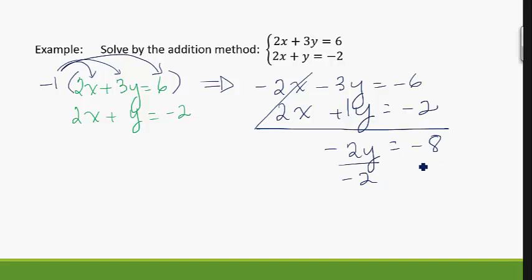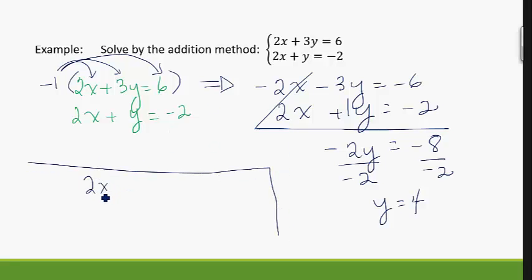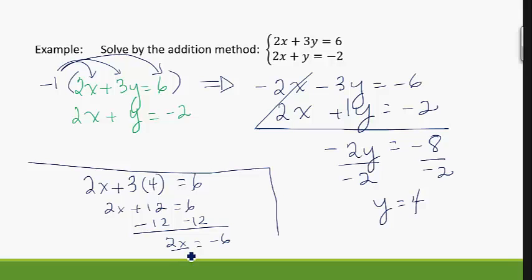And now you just solve. Divide both sides by negative 2, and y is going to be a positive 4. Once you solve for y, you have to substitute back into either equation. So I'm going to come over here and do that. I'll substitute back into the first to solve for x. So I can use that, equals 6. This gives me 2x plus 12 equals 6. Subtract 12. I get 2x is negative 6. Divide by 2, and x is negative 3. And again, I have the ordered pair negative 3, 4.